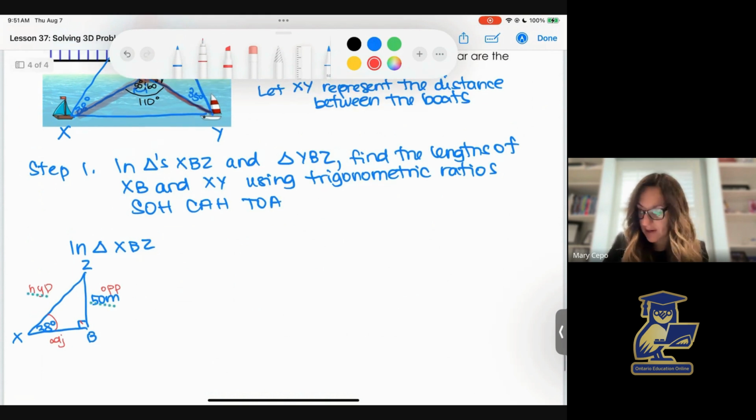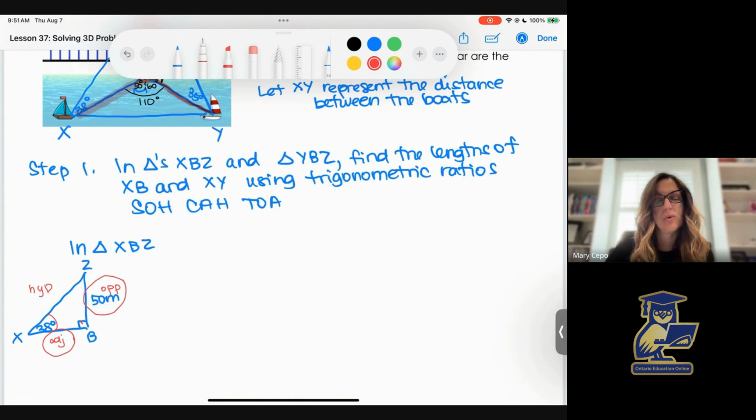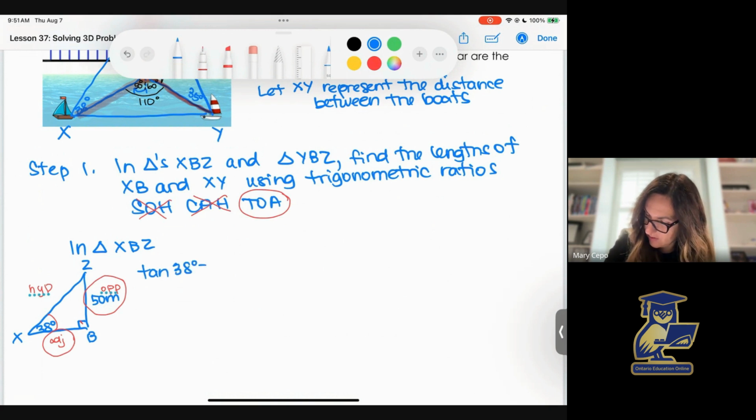Okay, now because we need XB, that is what our unknown is. We are given the opposite. Which ratio compares the opposite side and the adjacent side? Well, in this case, definitely not these two because sine and cos both need hypotenuse. So we're left with TOA. So we're going to say tan 38 degrees is equal to 50 over XB.